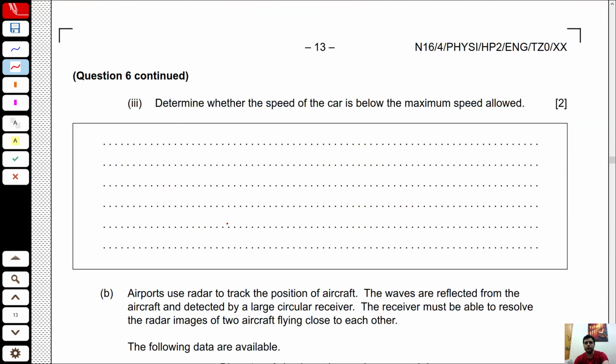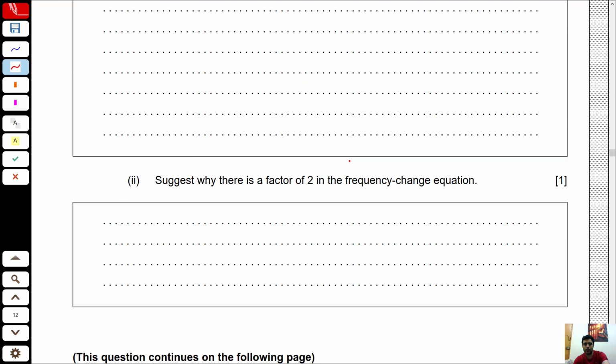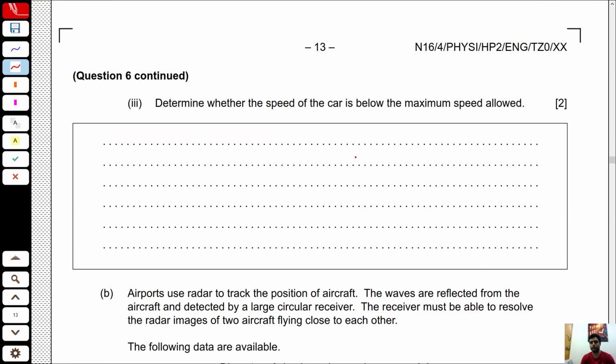Determine whether the speed of the car is below the maximum speed allowed. So we have to use the change in frequency equation provided to us, which is delta f equals 2fv over c. This v is the velocity of the observer, the car. So we have to make v the subject, which is going to be c times delta f divided by 2 times the original frequency. Just plug in all the numbers.